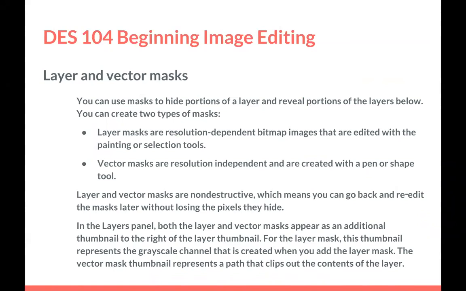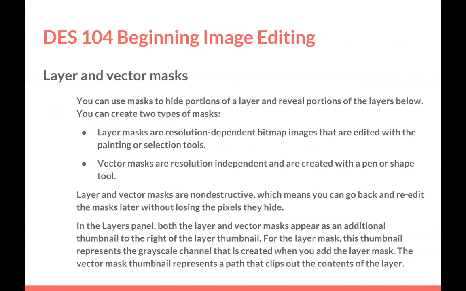So layer and vector masks are known as being non-destructive, which means you can go back and re-edit the mask later without losing the pixels that they hide. So what you're doing is you're just hiding a portion of the picture. You're not deleting that portion of the picture. So that's why it's really good. If you decide afterwards, hey, I deleted a flower and I want that flower back, if you use a mask to just hide the flower, you can get rid of that part of the mask that's hiding the flower and let it show through. So that's why they're known as being non-destructive.